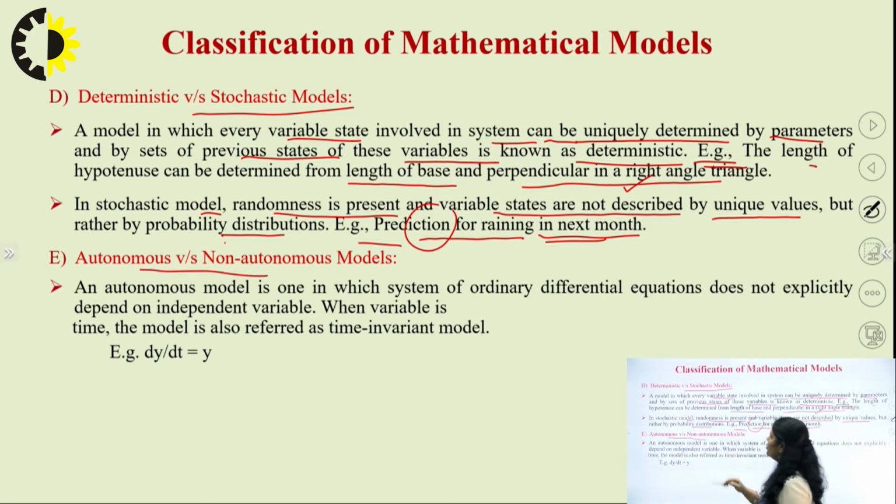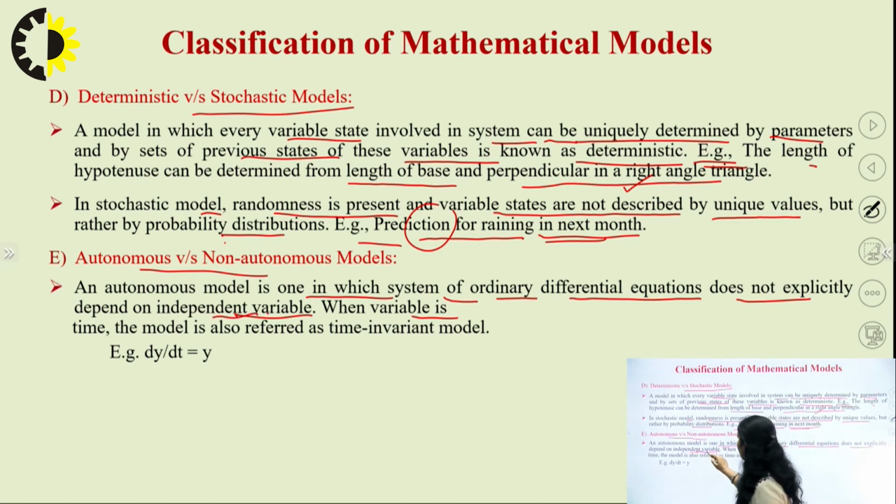Next, we come to the autonomous and non-autonomous models. In case of the autonomous model, the system of ordinary differential equations does not depend on the independent variables. So, here our equations are independent of the independent variables. If the variable is time, because our equation does not depend on it, it will be a time invariant model. We can take the example of the equation dy/dt = y. So, it is the example of the autonomous model.